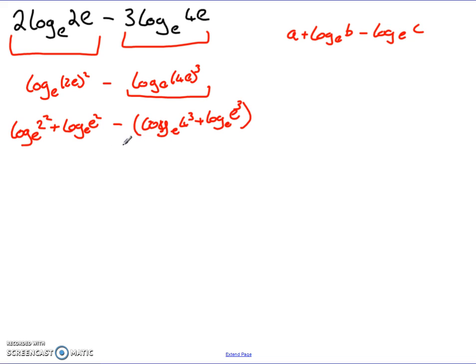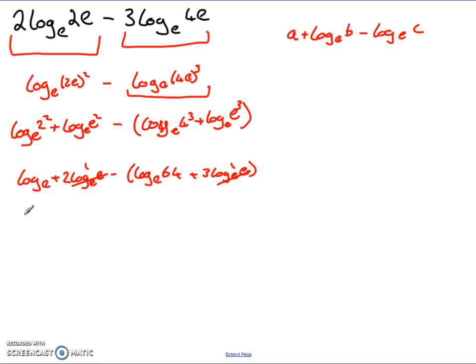So let's simplify these and then see how we can combine them. 2 squared is 4. So that's log to the base e of 4 plus, well, log to the base e of e squared. Bring the 2 down in front, and that's 2 times log to the base e of e. Take away, and then we keep this in our brackets again. That's log to the base e of 4 cubed. 4 cubed is 64. Plus 3 times log to the base e of e. Now, log to the base e of e can get simplified because that's equal to 1. So it's 2 times 1, which is 2, and 3 times 1, which is 3.